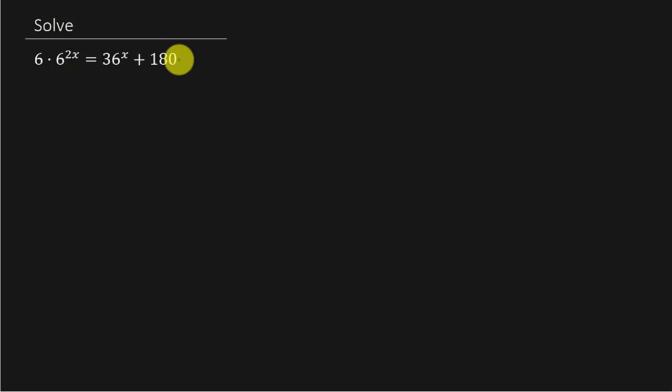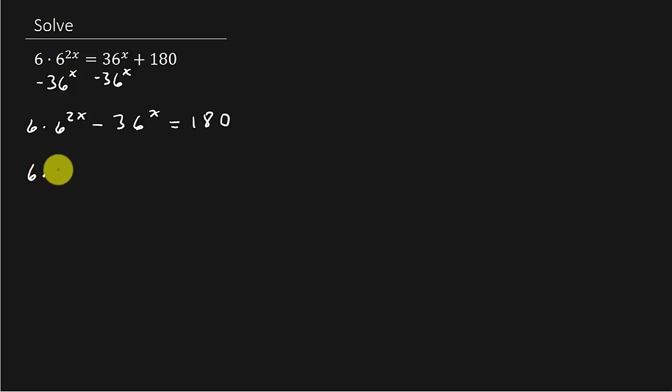So what I want to do is all the terms that have variables in the exponent, I want to get those on the same side of the equal sign. So I'm going to subtract 36^x from both sides. And so that's going to give me 6 times 6^(2x) minus 36^x equals 180. And then if I look at 36, I can write that as 6 squared. You see that? Write it as 6 squared.